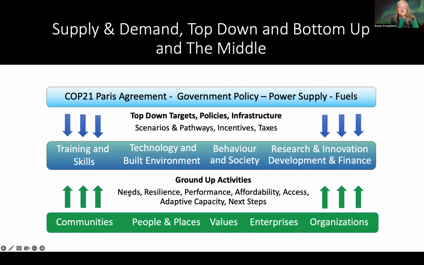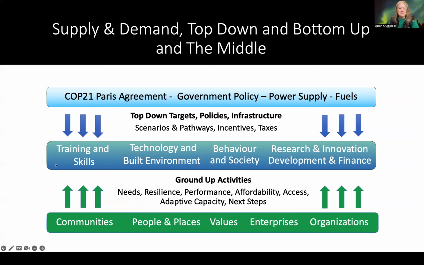So our ground up activities are meeting our needs, being resilient, carrying out work that makes us resilient, understanding this system, how does it perform? So the well-being of people, affordability, access, adaptive capacity, and what are we going to do next? So up here we've got pathways and scenarios, and down here we've got, okay, what are we going to decide to do and do next here in our community?